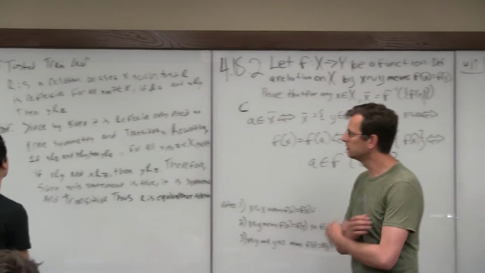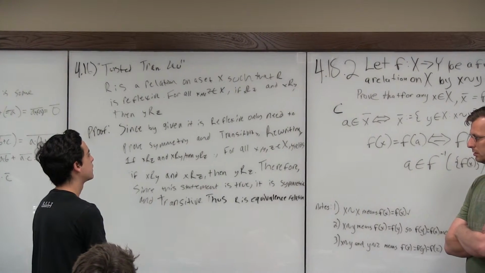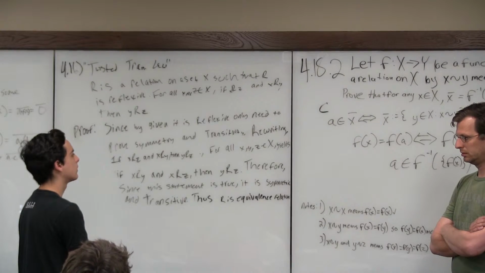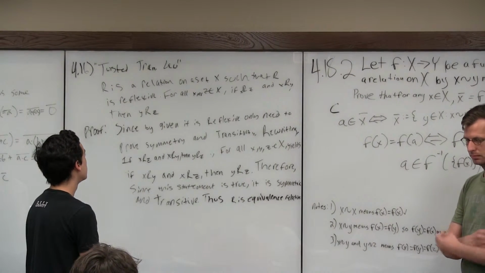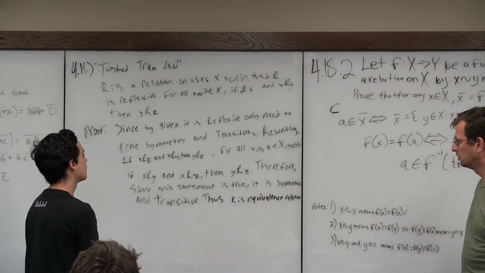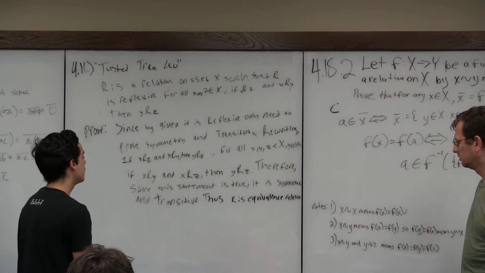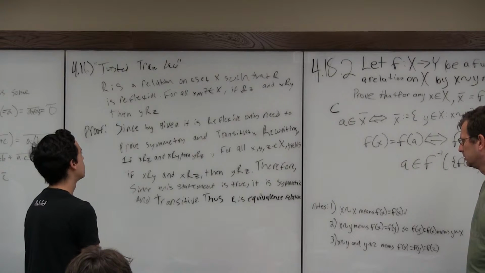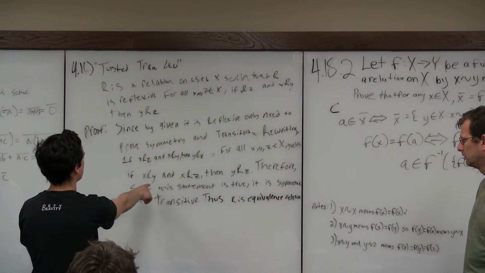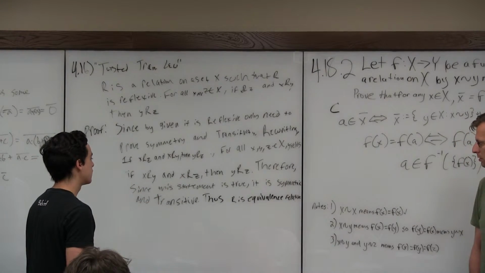Okay, Alex. Okay, so one is the twisted transitive law. So R is a relation on set X such that R is reflexive, and for all x, y, z elements of X, if x is related to z and x is related to y, then y is related to z. Since it's already reflexive, you only need to show it's symmetric and transitive, so you show the equivalence relation. And rewriting this statement, the twisted transitive law is: if x is related to y and x is related to z, then y is related to z, is the transitive law.